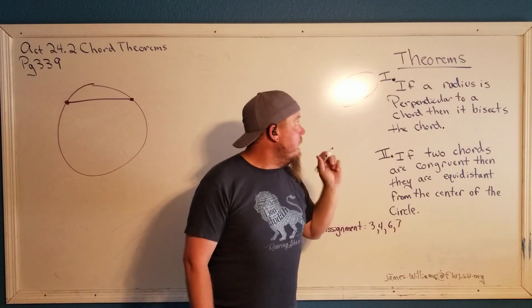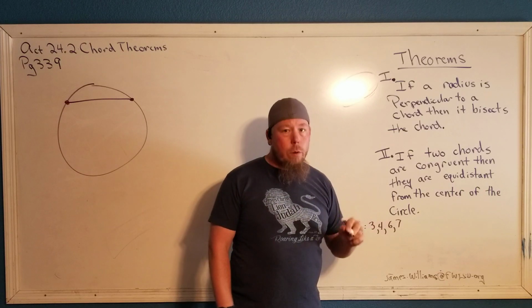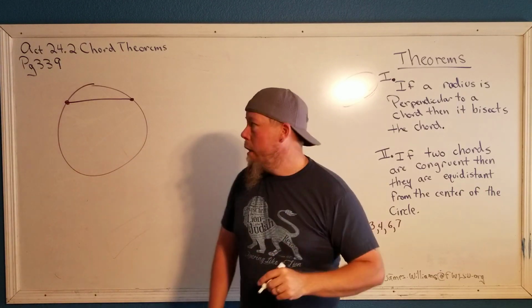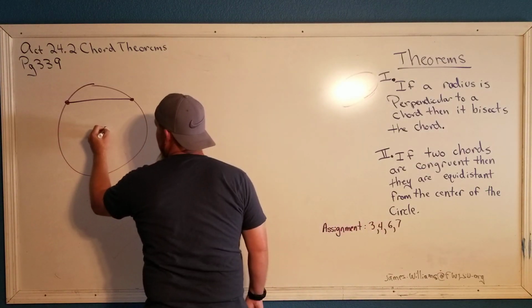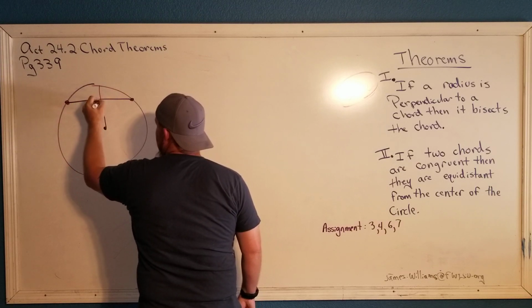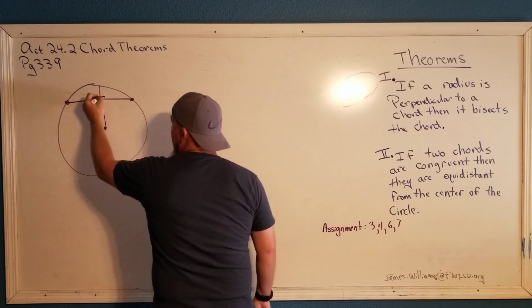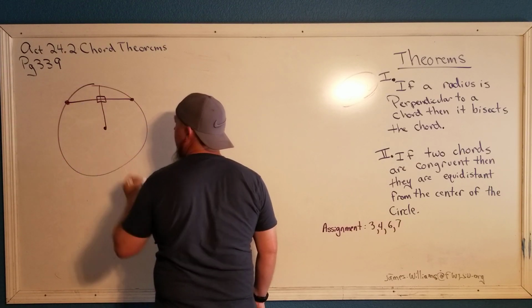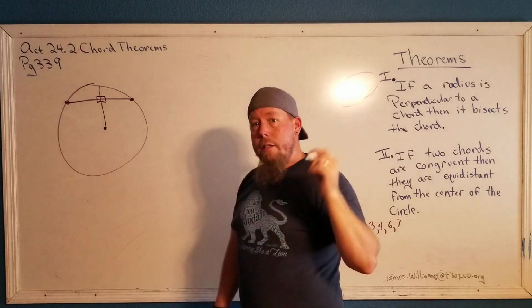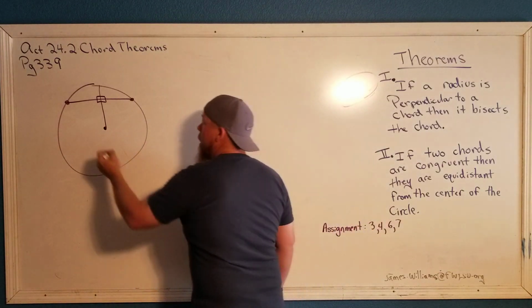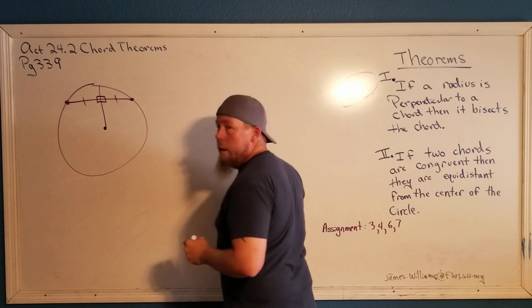The first one says, if a radius is perpendicular to a chord, then it bisects the chord. So let's look at what that would look like. Let's say we've got our center here, and I'm going to draw my radius that is perpendicular. Keep in mind, you get all four right angles, so you've got a little window thing going there. This theorem says that if this happens, then this length has to equal this length, okay?